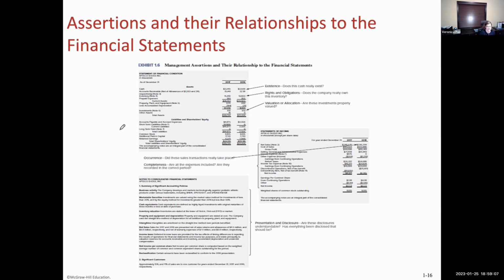Perfect. So here's our balance sheet, just in case. Here are our notes to the statement, and then it's the summary of significant accounting policies. That's always the first note. And then here is our income statement.